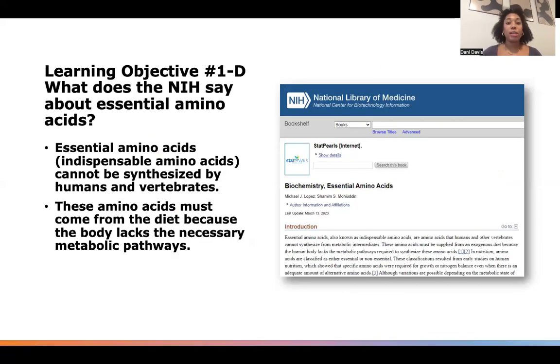So, learning objective 1D, what does the NIH, the National Library of Medicine, say about essential amino acids? Essential amino acids, indispensable amino acids, cannot be synthesized by humans and vertebrates. These amino acids must come from the diet because the body lacks the necessary metabolic pathways. So our human body cannot synthesize essential amino acids, and we have to get them from things that we eat.